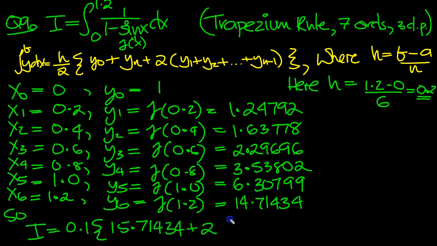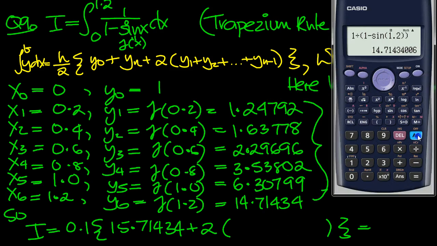Plus 2 times all the numbers in between, which we can just add up on the calculator, can't we? Let's do that. So I'm going to clear that out and just add these. 1.24792 plus 1.63778 plus 2.29696 plus 3.53802.